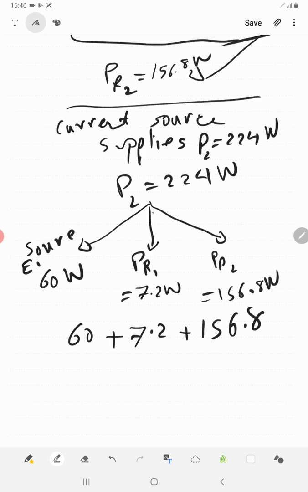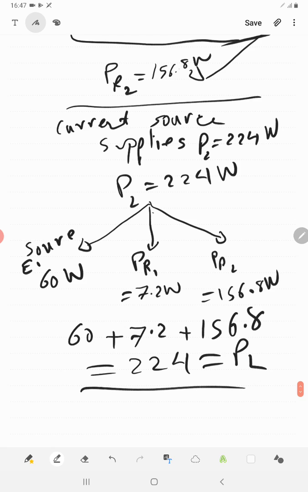I'll do it on my telephone. So we have 60 plus 7.2 plus 156.8, it is 224. If you don't get 224, it means you have made a mistake somewhere and you should try to correct it. 224 equals P2.